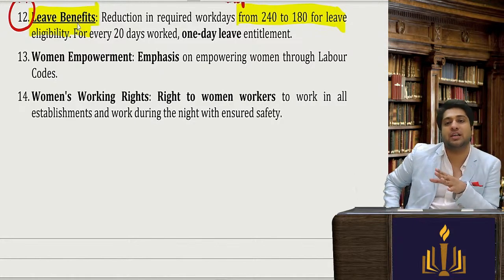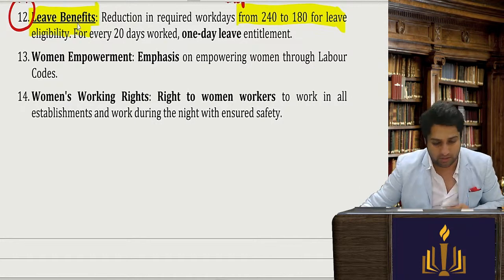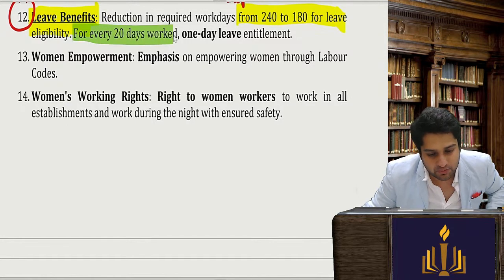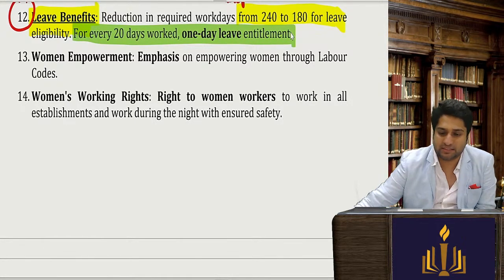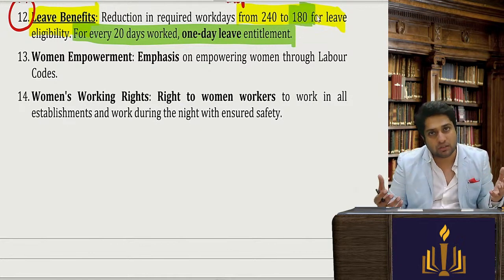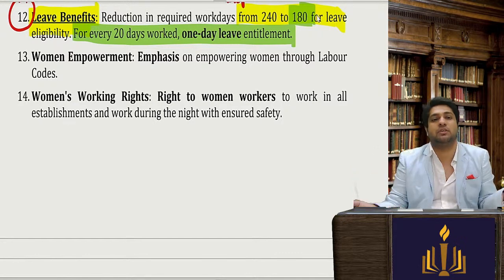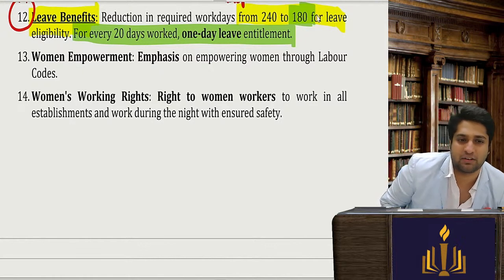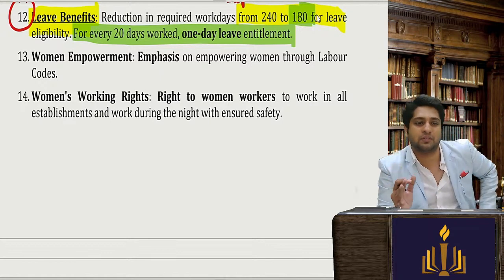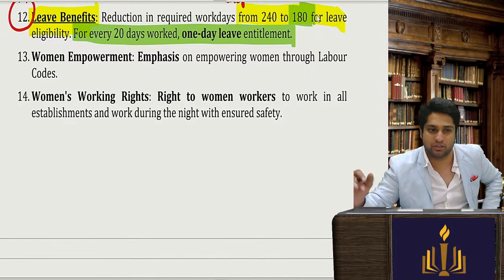So now they have reduced the limit: even if you work for 6 months, 180 days, you will still be eligible for leaves. And for every 20 days worked, you will get 1 day of leave. So very interesting. 6 months you work, you are eligible to get leaves. Now how many leaves? For every 20 days worked, 1 leave. So for example, if you work approximately 365 days, you will get approximately 12 to 15 leaves in a year.